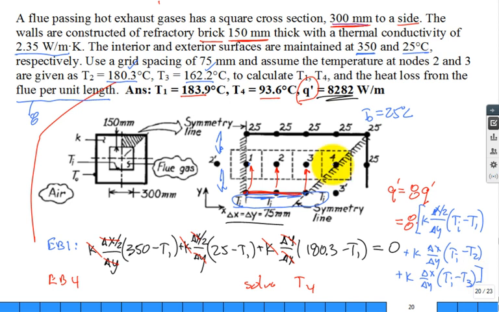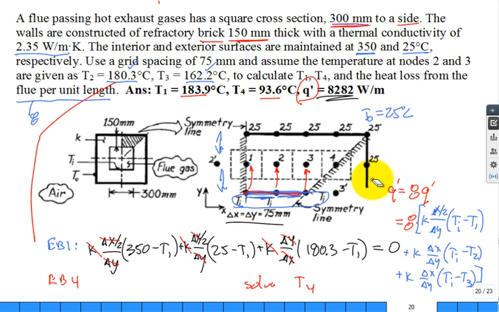Professor, how come I have nothing from the inside surface flowing to node 4? Because there's no shared area between that node and node 4. The control volume for node 4 shares an edge with this node and shares an edge with that node, and this is a symmetry edge. There's no flow across it. Does that look okay?